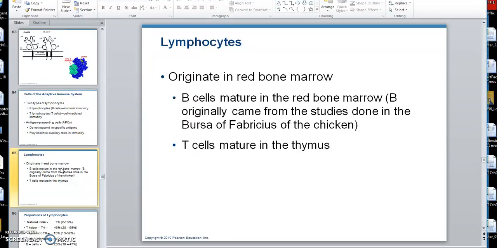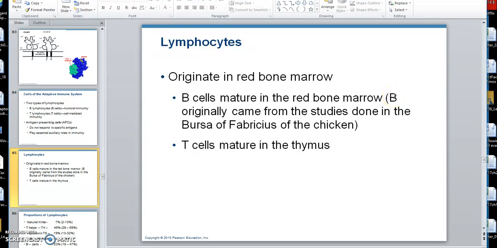Lymphocytes originate in your bone marrow. Now if you go back to the lymphatic system, we said that you had primary lymphoid organs and secondary. The primary were where lymphocytes gained education, immunocompetence. So all lymphocytes are made in the bone marrow. But where do they gain their education? If they gain their education, i.e. immunocompetence in the bone marrow, they become B lymphocytes.